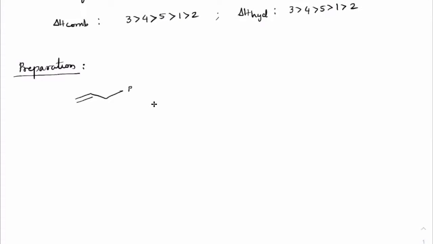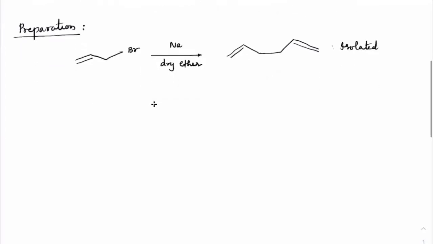Suppose we have bromine here at the allylic position, and I treat that with sodium and dry ether. It would undergo Wurtz reaction. So I will get double bonds at these extremes, which means I got an isolated form. So we can get isolated dienes in many different methods like this.